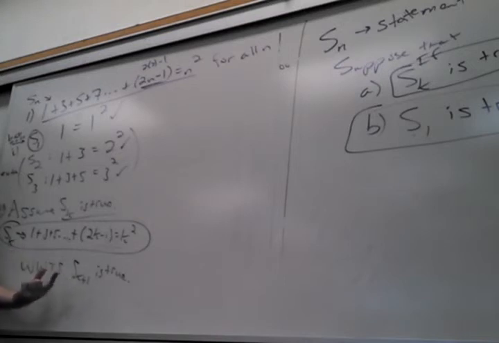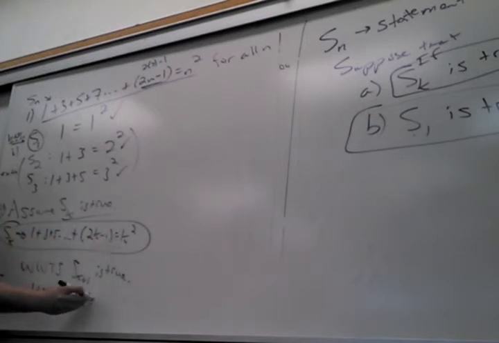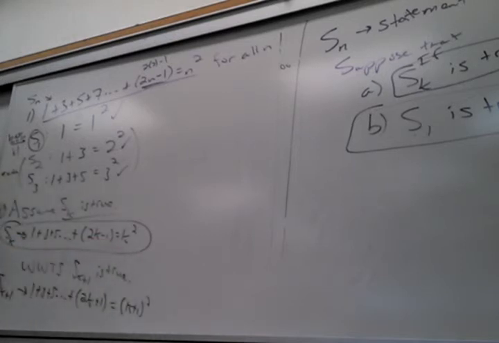And what does Sk plus 1 look like? 1 plus 3 plus 5 plus ... plus 2k minus 1, plus the next term. What do I replace k with? So I get twice k plus 1 is 2k plus 2 minus 1 is 2k plus 1, right? I just put a k plus 1 wherever I see a k. Let that sink in a little bit.